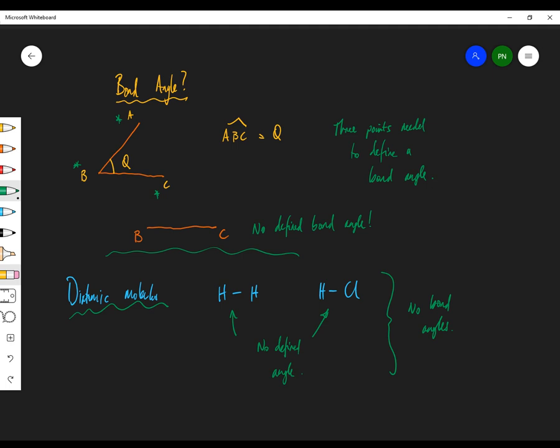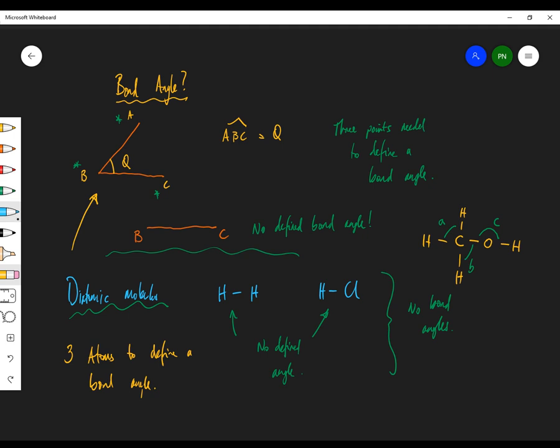The whole point of all this is you need 3 atoms to define a bond angle. Like in maths, you need 3 points to define an angle; in chemistry, you need 3 atoms. So let's have a look at a molecule here. Let's have a look at ethanol, and let's look at these angles. Let's call this angle A, this angle B, and this angle C.